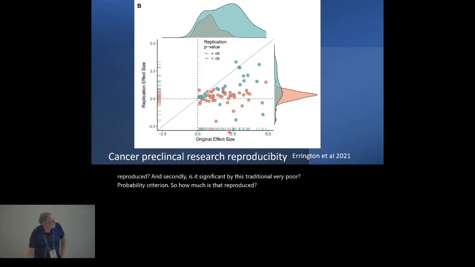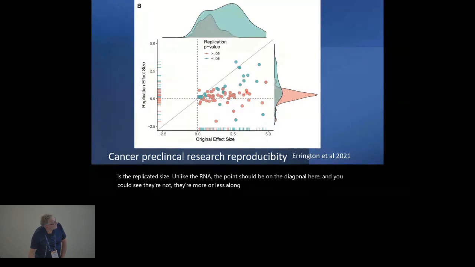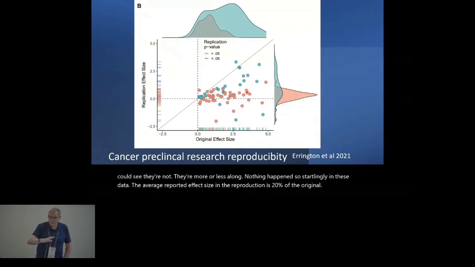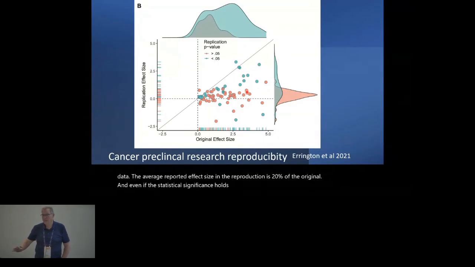So how much is that reproduced? Along the bottom here, you've got the reported effect size in log 2, so 2 to the 5 here. This is the replicated size. Ideally the points should be on the diagonal here, and you can see they're not. They're more or less along nothing happened. So startlingly, in these data, the average reported effect size in the reproduction is 20% of the original. And even if the statistical significance holds up, that takes you from biologically significant very often to biologically irrelevant.